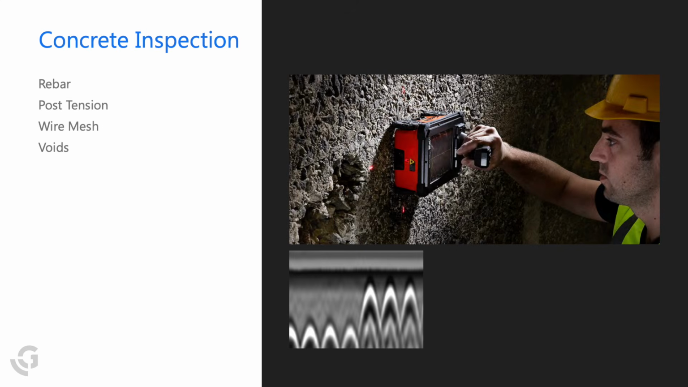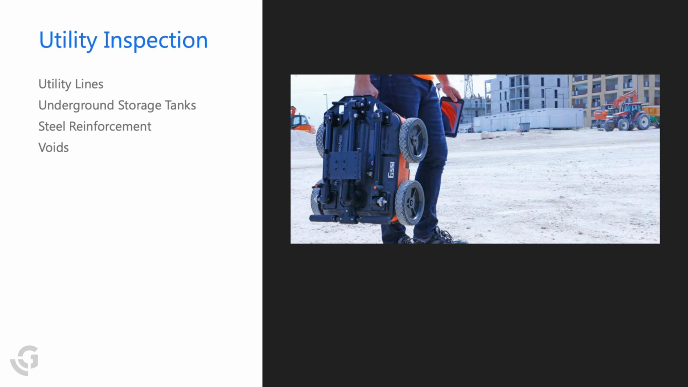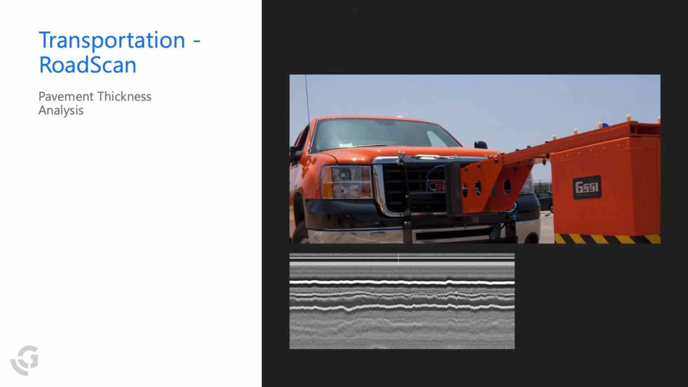Applications for concrete inspection include rebar, post-tension, wire mesh, and void detection. Utility inspection, or the utility scan systems, can be used for locating utility lines, underground storage tanks, steel reinforcement, and voids. The road scan system is designed to measure pavement thickness, using up to 4 separate 2 GHz antennas that can be mounted using a SIR-30 control unit, which connects to a dashboard computer. Real-time data collection can be captured at highway speeds.